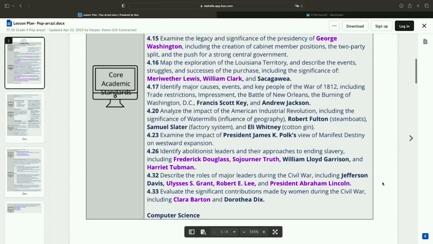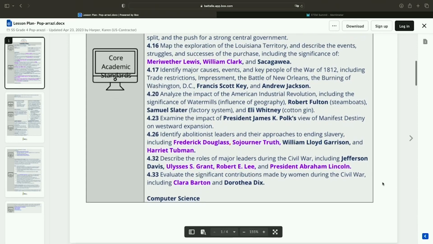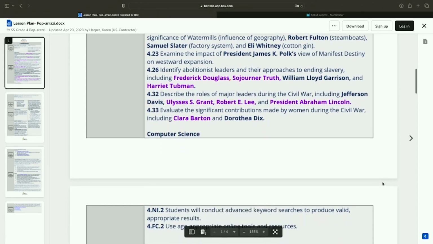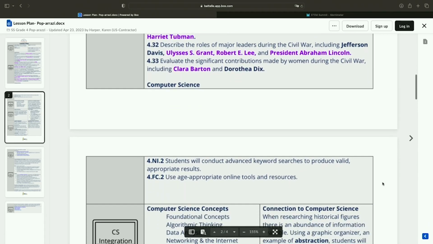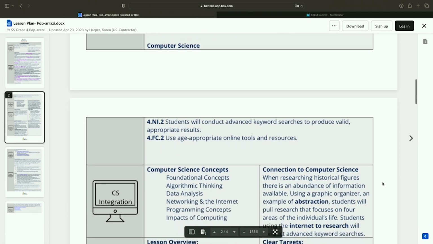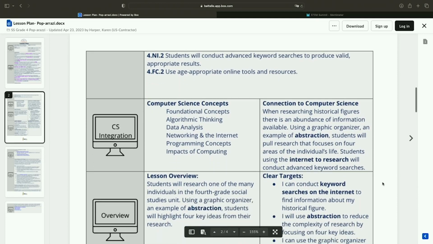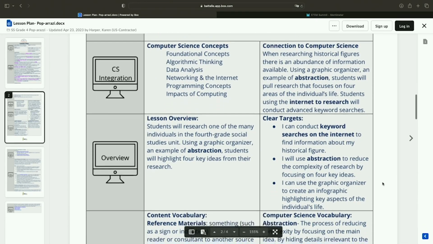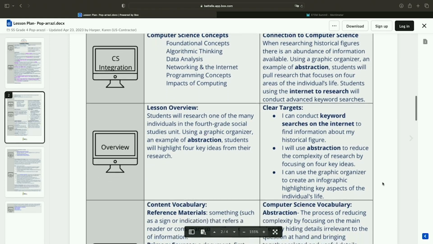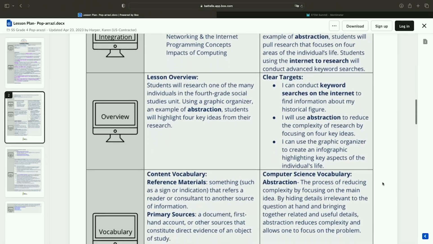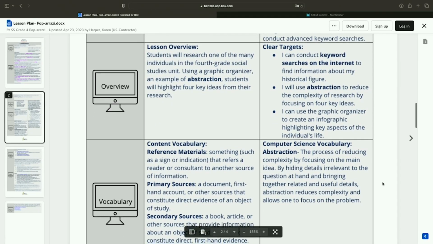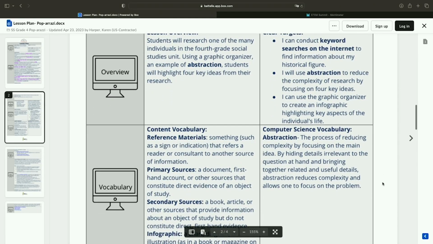And as you can see from this first page, there's a ton of individuals that your students could study, everywhere from presidents to Harriet Tubman, famous speakers, and then we go into the vocabulary, once again, those computer science concepts, and talking about abstraction, and that goes into the targets, allowing them to search those websites. You give them things like Kiddle or Pebble Go, somewhere where they can find that information so that they can be successful in this task.